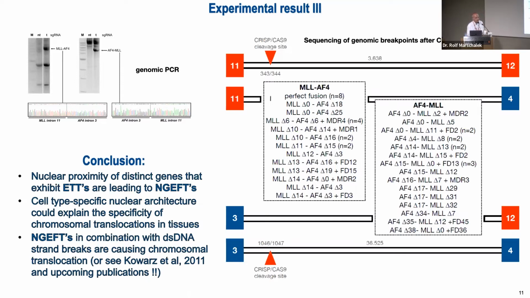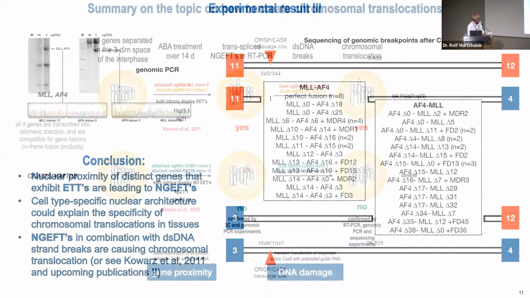So all the genes that we know, maybe also BCR and ABL and so on, they have these kinds of features which make them vulnerable for chromosomal translocations. So I just summarize this.